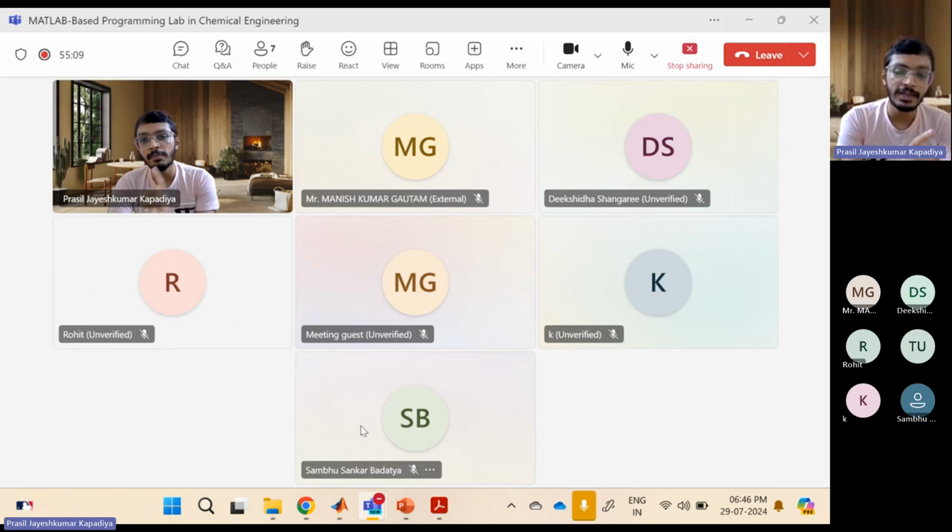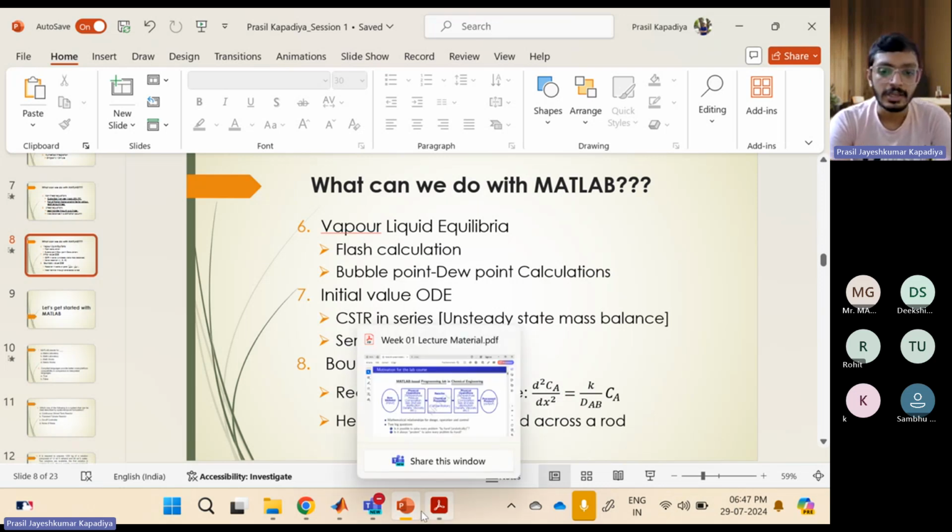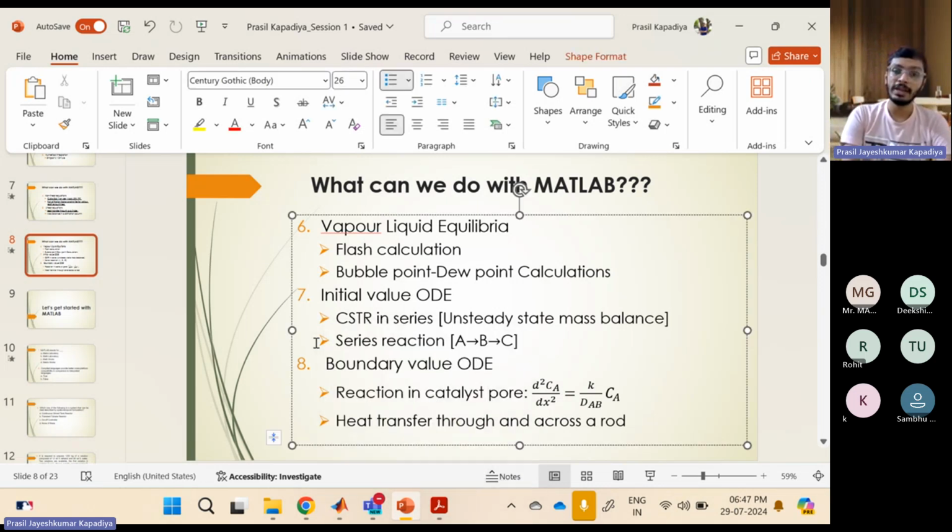So I will write dCA by dt is equal to minus K1 into CA, correct? Then dCB by dt is equal to K1 into CA because B is formed, minus K2 into CB because B is used to form C. And for the third, dCC by dt is equal to K2 into the concentration of B. For this kind of equation, what we know at t equal to 0, let's say I am taking A equal to 100 moles per liter and B and C are 0, is called the initial value condition. And as it is unsteady state, that is called an initial value ordinary differential equation.